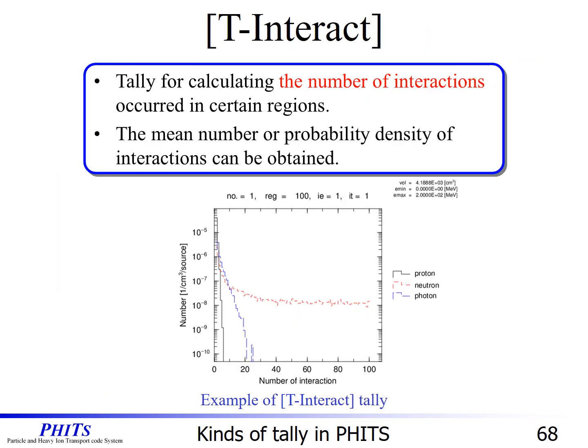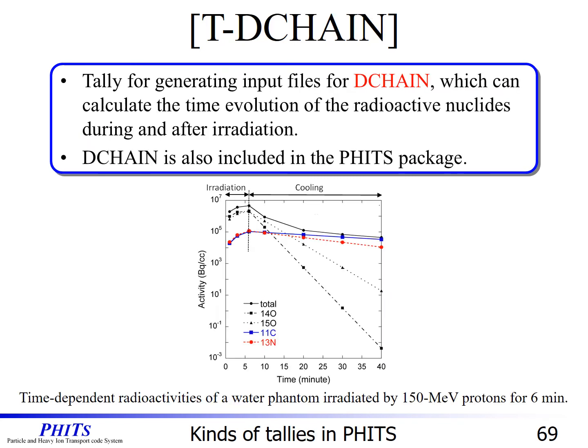Interact tally is for calculating the number of interactions occurred in certain regions. The mean number or probability density of interactions can be obtained. D-chain tally is for generating input files for D-chain. D-chain can calculate the time evolution of the radioactive nuclides during and after irradiation of radiations. D-chain is also included in the PHITS package.